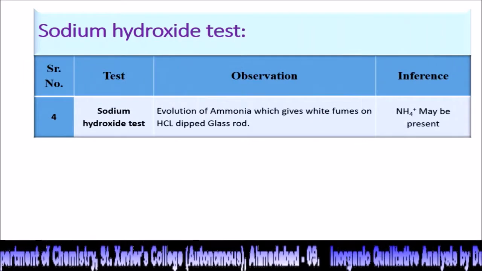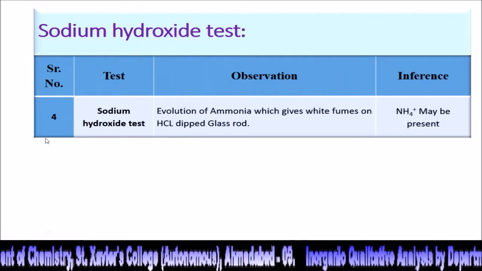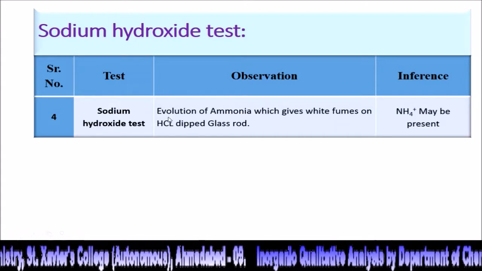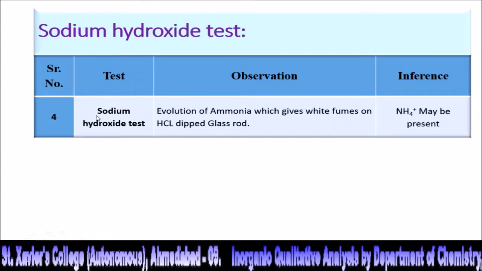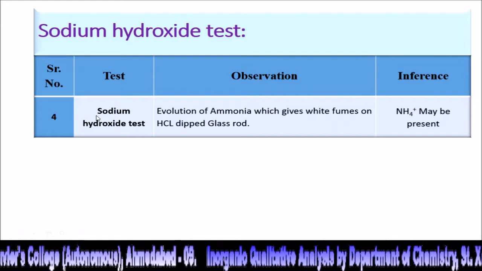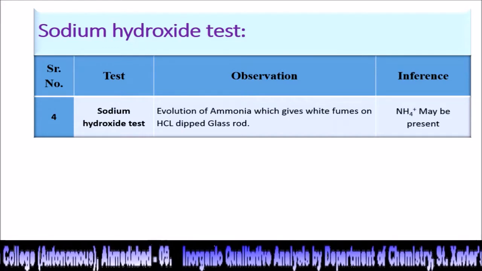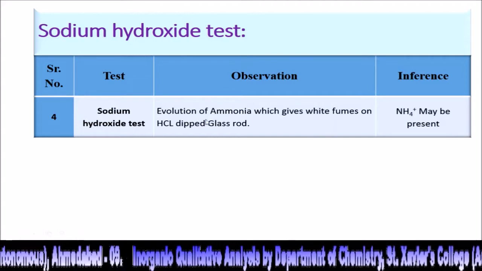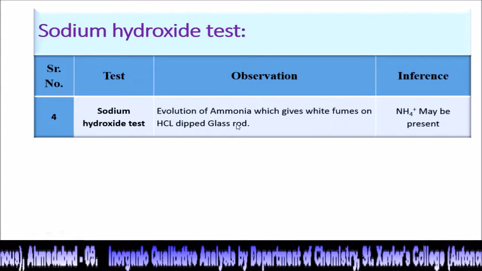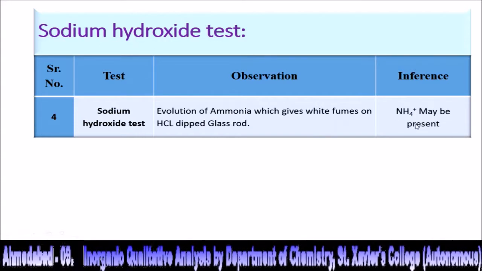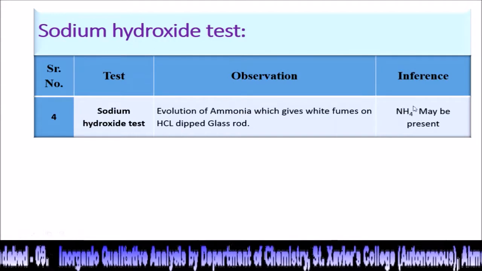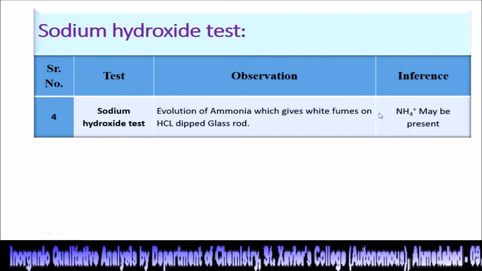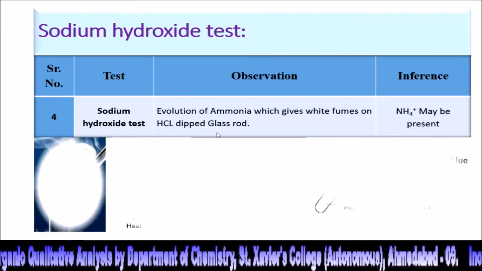Now the sodium hydroxide test, that is test number 4 in the dry test of cation, and that is the last test for the dry test of cation. For that we need to take the compound, add sodium hydroxide to it and heat a little bit. If it evolves ammonia, which gives white fumes with an HCl dipped glass rod, we can confirm that the coming gas is ammonia and NH4+ may be present. If there is no evolution of ammonia, NH4+ may be absent.